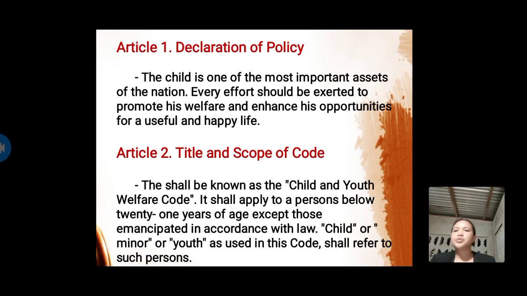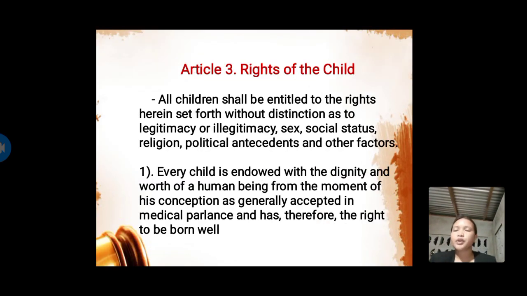Article 2, title and scope of this code. This shall be known as the Child and Youth Welfare Code. It shall apply to persons below 21 years of age except those emancipated in accordance with law. Child or minor or youth, as used in this code, shall refer to such persons.